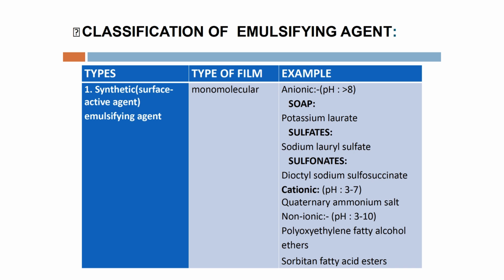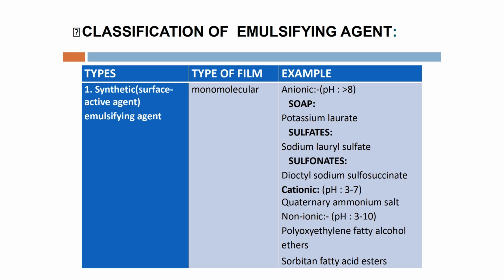Let's look at a table. Type: film formed. Examples: notes. Synthetic, surface active, monomolecular film, anionic, potassium laurate, sodium lauryl sulfate. Best at pH greater than 8.